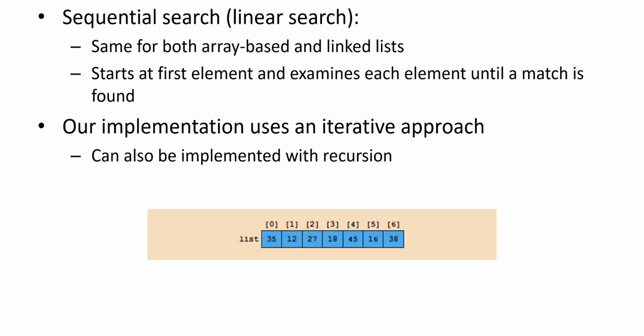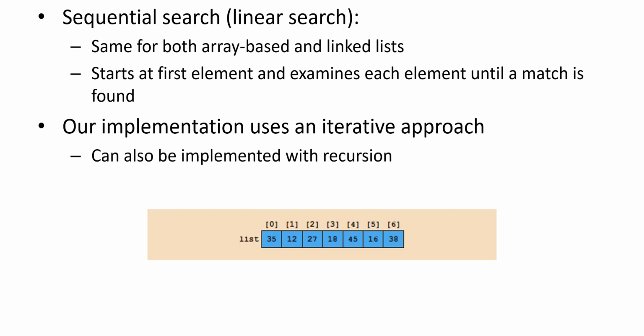So the first algorithm to look at is sequential search. Sequential search is also called linear search. The sequential search works the same for both array-based and linked lists. The search always starts at the first element in the list and continues until either the item is found or the entire list is searched and the item does not exist in the list.